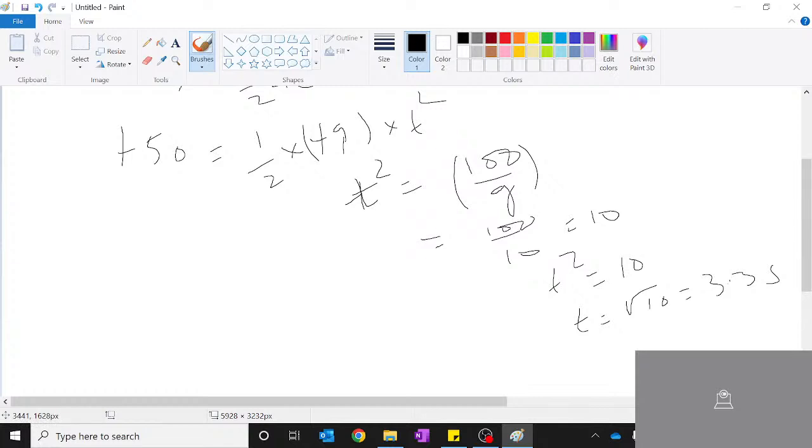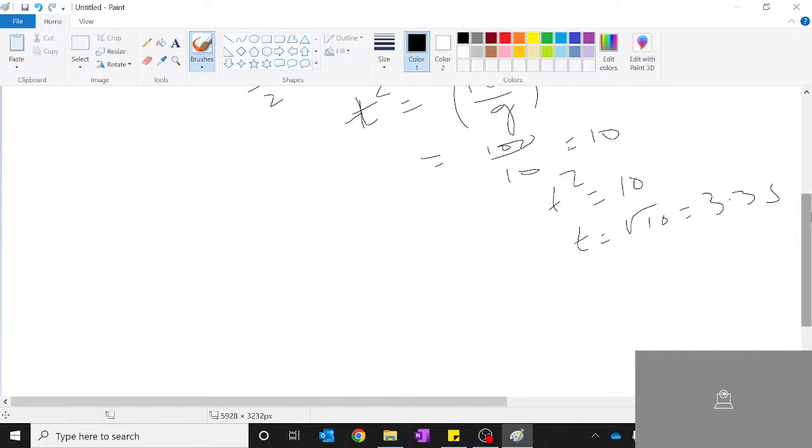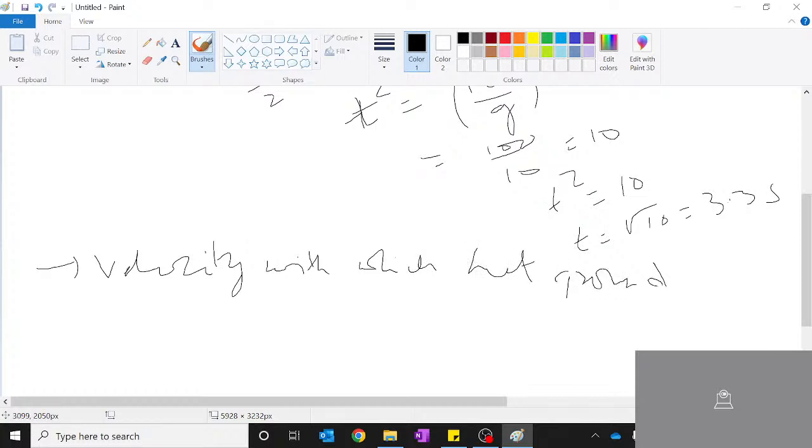Now the second question, similarly, you can add this as a second question, which says you can find the speed or the velocity with which it hits the ground. The velocity with which it hits the ground.